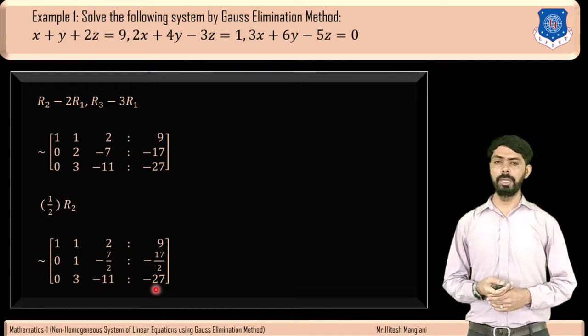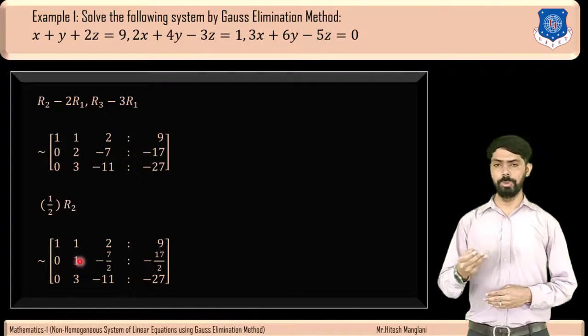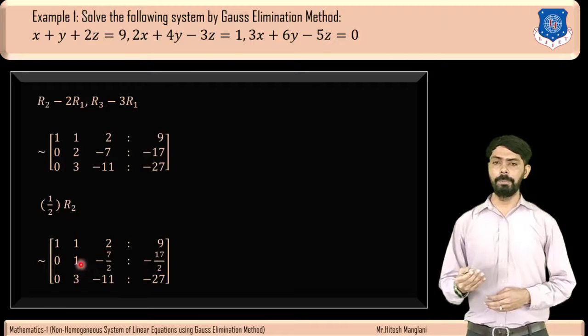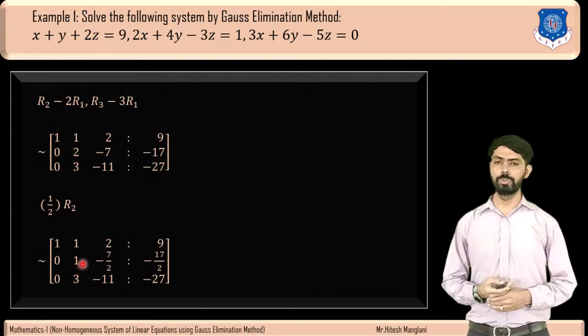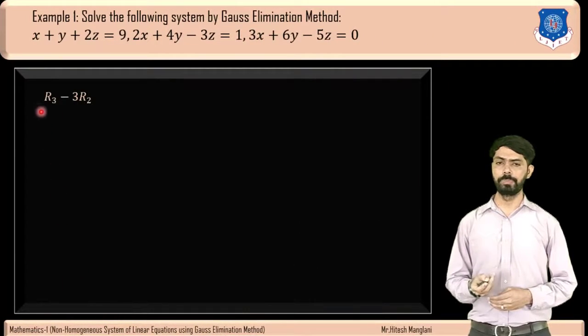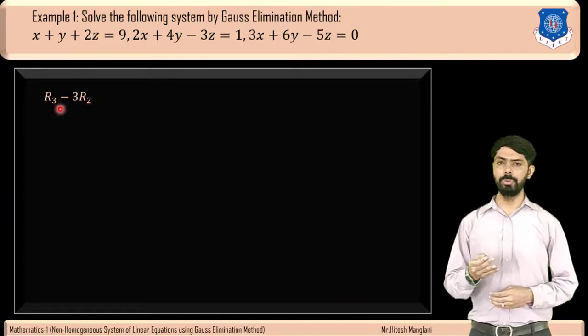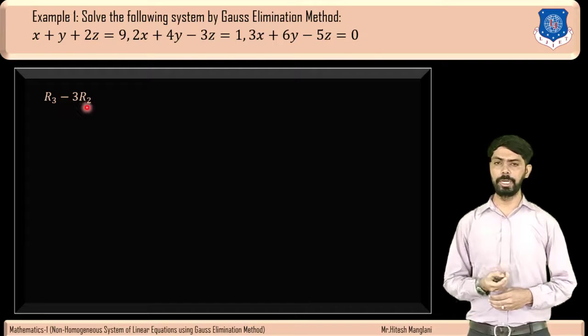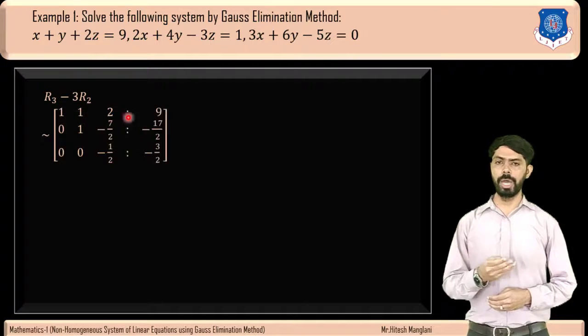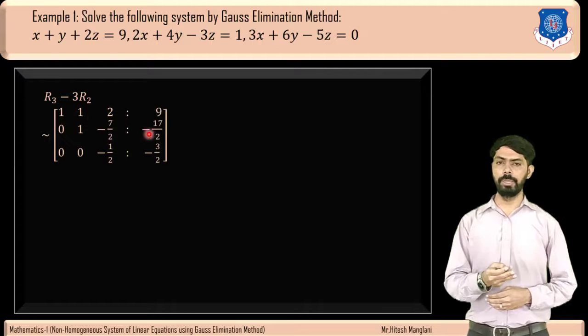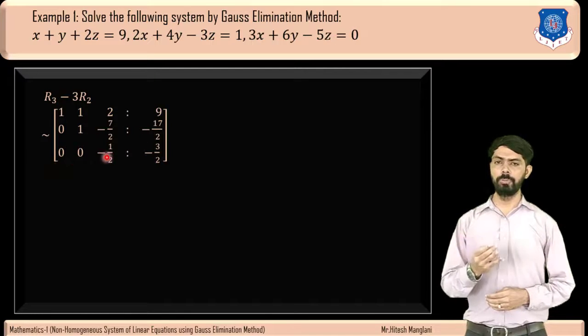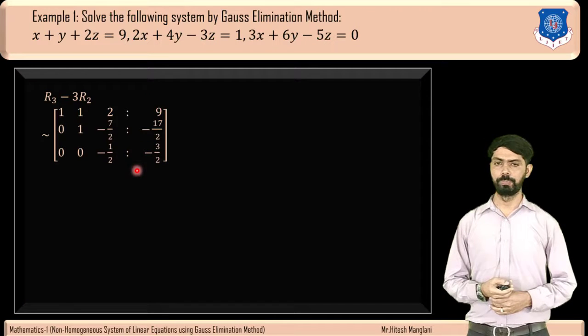Now here all the entries below the leading 1 should be 0. Therefore we will have to convert this 3 into 0. So for that we will multiply the second row by 3, then subtract it from the third row. So we will use the row operation R3 minus 3R2. If we apply this row operation, then the next matrix will be [1 1 2 9], [0 1 -7/2 -17/2], then [0 0 -1/2 -3/2].